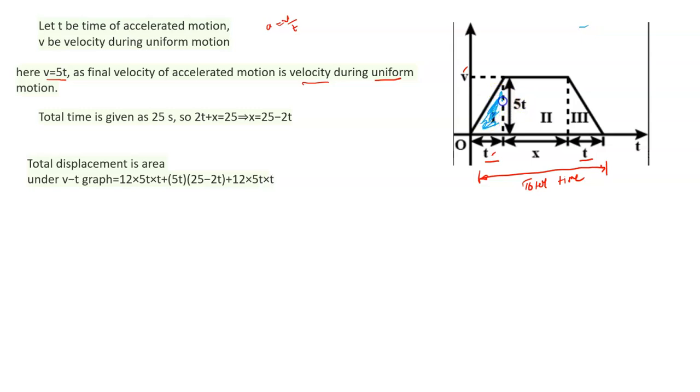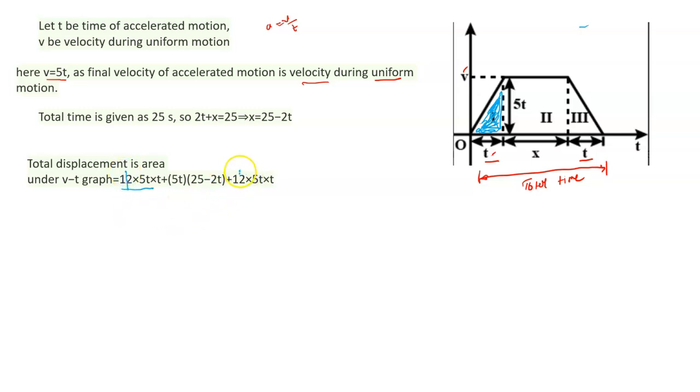Consider this. This will be one of the areas. But what do you have to consider over here? First section, first part. So if you observe this graph, then second, this will be the area of a triangle. Now this will be 1 half into 5t.